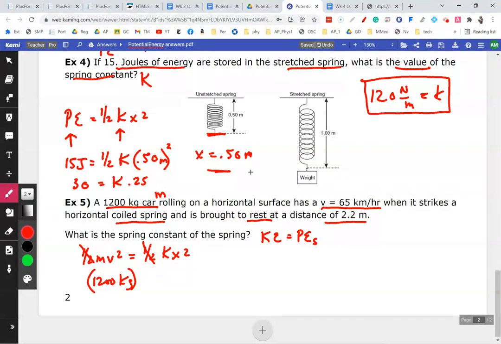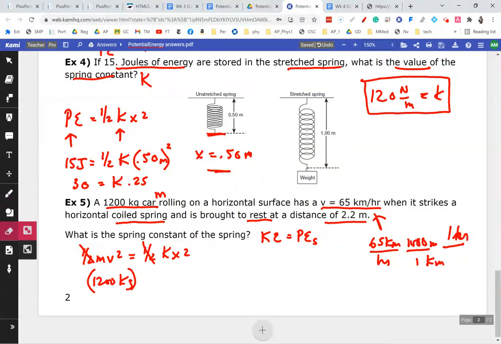And the velocity now, here's a problem. We've got to change that over. We've got to take that 65 kilometers per hour, do a little conversion. I want to get rid of kilometers, so I put it in the bottom so they'll cancel. 1,000 meters. Then I've got to cancel the hours. 1 hour on the top, so it cancels, is 3,600 seconds. 60 times 60.